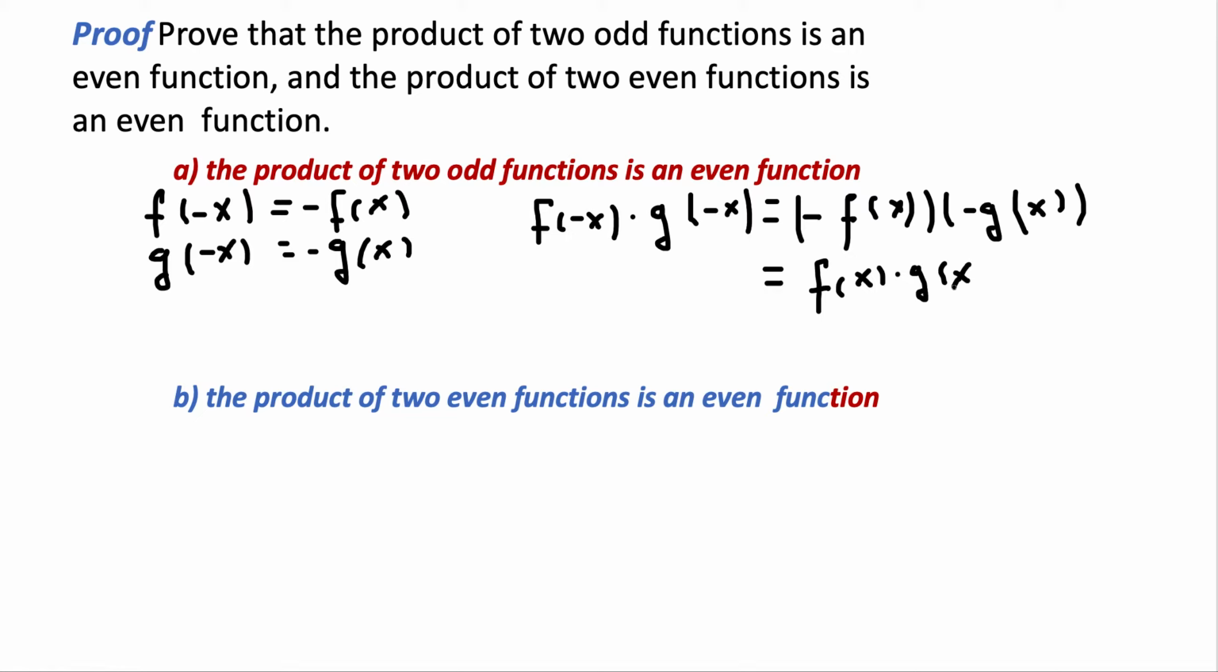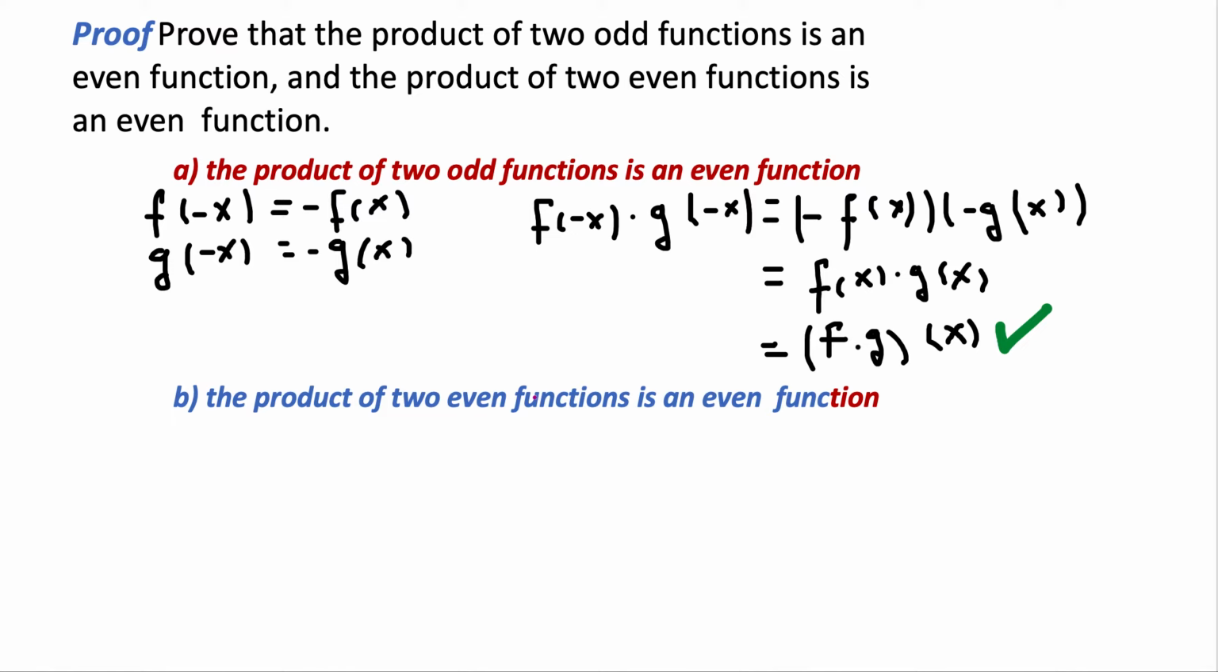So what we are proving here is that if we have two odd functions, the product of two odd functions gives us an even function, f of x times g of x. So we can write it this way, and we can end this proof. And we already proved this one here, so this is okay. And we're going to prove the other one.